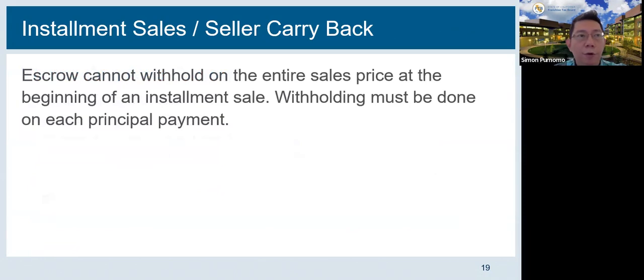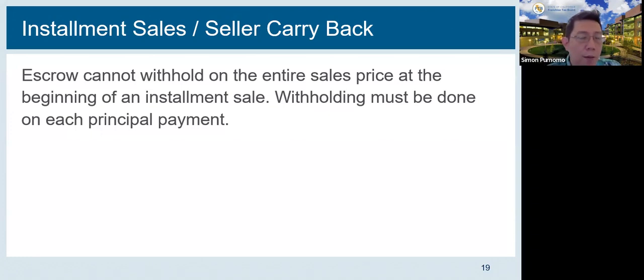Now, what if your client asks you if you can withhold on the entire sales price during the escrow? If they ask you about this, then the answer is no. Something that is always being brought up is the seller or buyer requesting the remitter to withhold on the sales price at the beginning of the installment sale. If this happens, please explain that you cannot do that because the law states that withholding must be done on each principal payment. That is why you should only withhold on the down payment that is being made during the escrow.